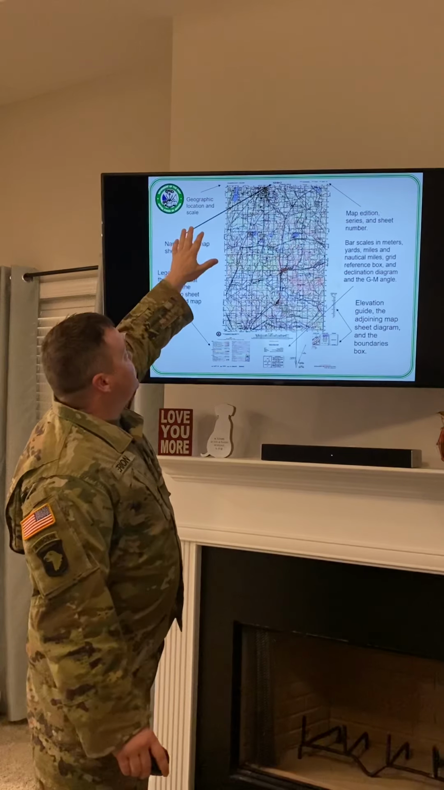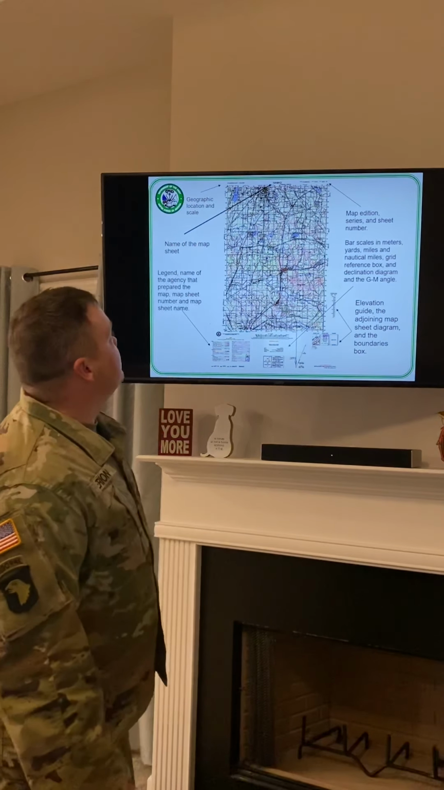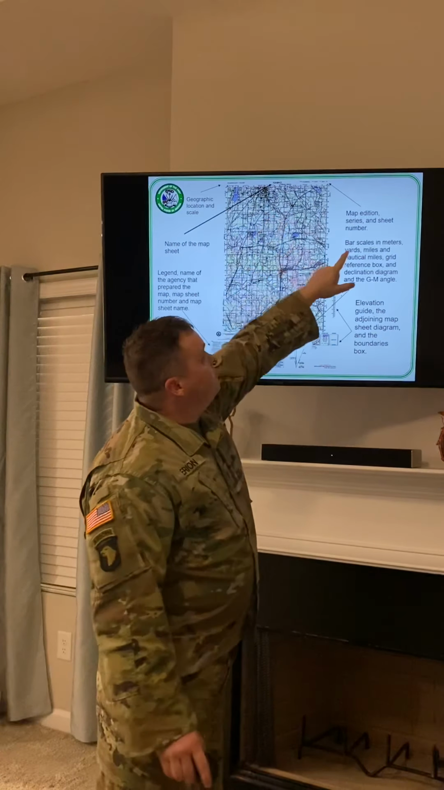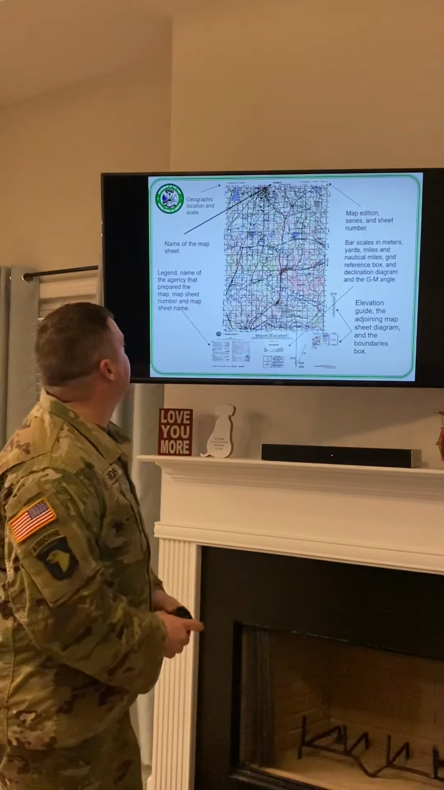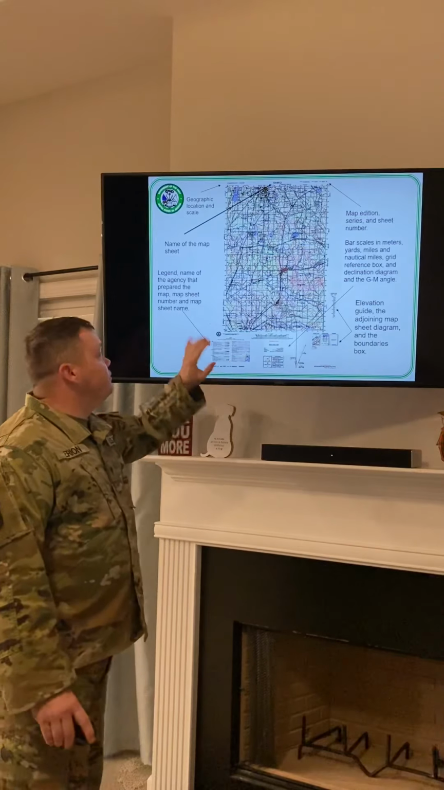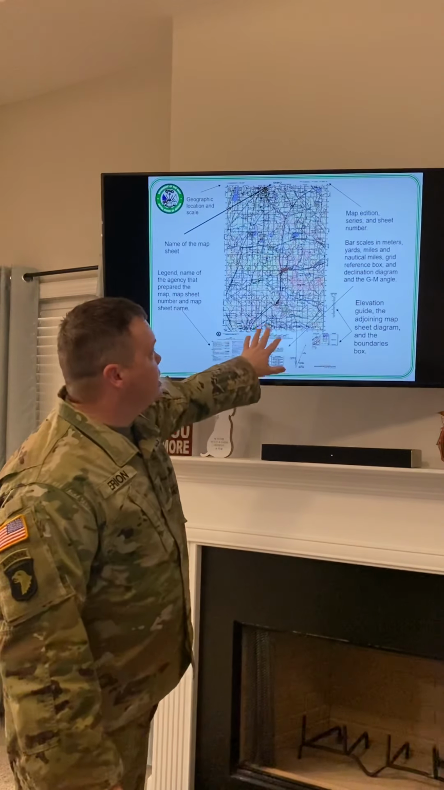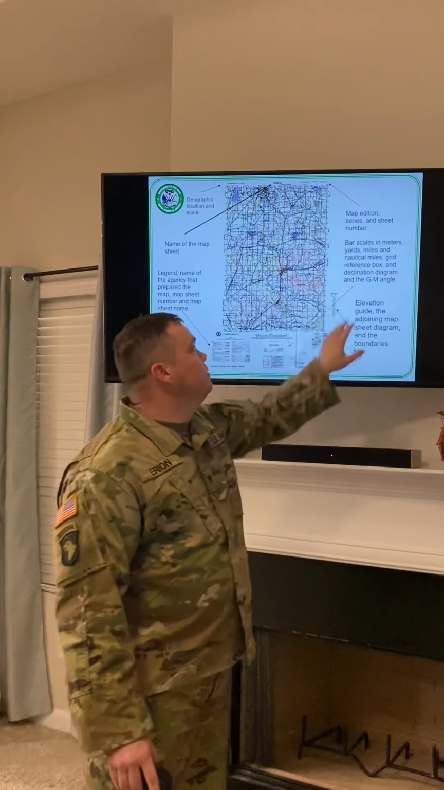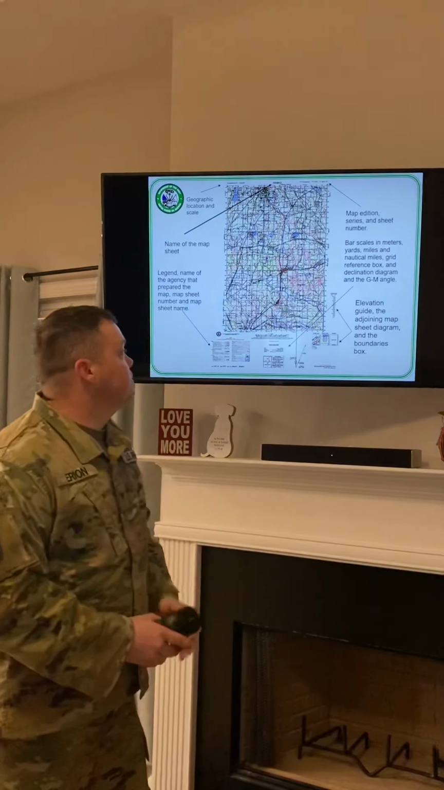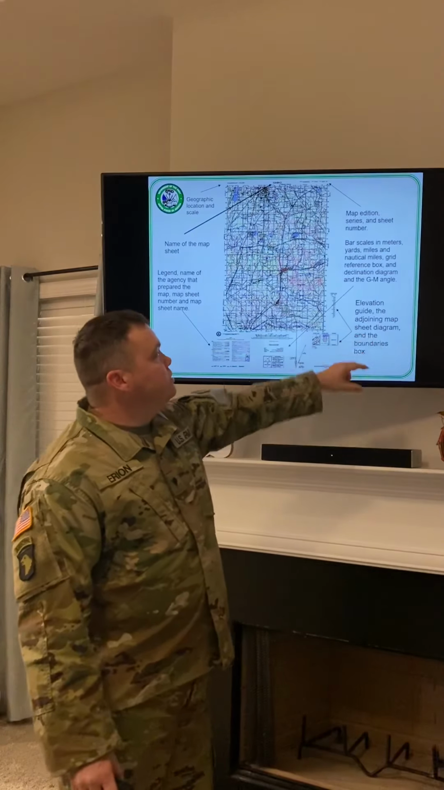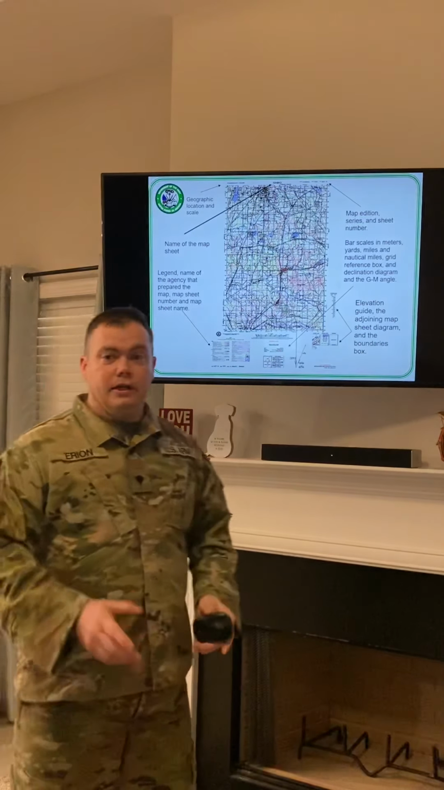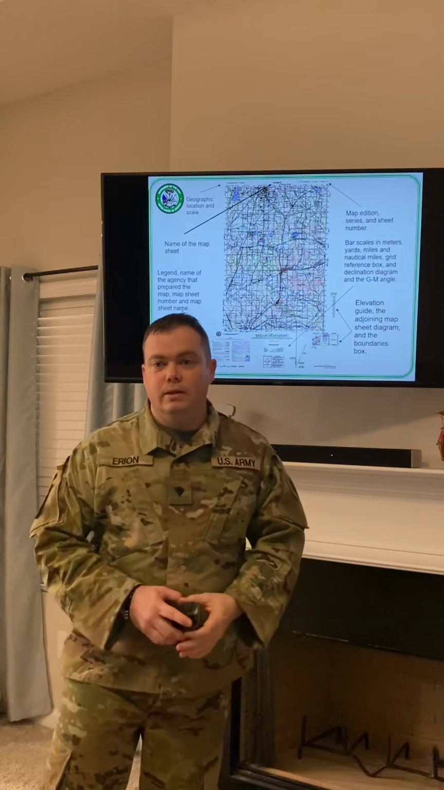The geographic location and scales, your top left. In the center, you have your map name. On the top right, you'll see the edition, the series, and the sheet number. On the bottom left, you'll find the legend. In the middle is your scale that I was talking about, where it gives you the distance and the actual size of whatever you're looking for. And on the bottom right, you'll see the elevation guide, the adjoining map sheet diagram, and the boundary box.